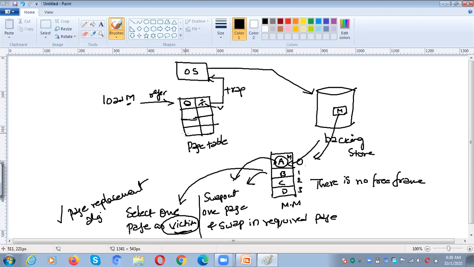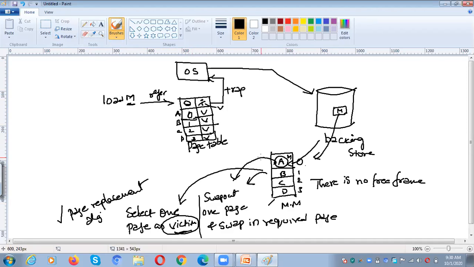Earlier, all 4 pages A, B, C, D were available in the 0th, 1st, 2nd and 3rd frames. Now frame 0 is occupied by M. Earlier all these pages were valid, because all these 4 pages were available in the main memory. Only M is not there, and that is the reason it is invalid.